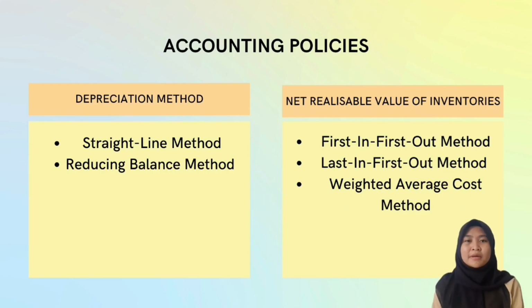Accounting policies applied by Drb-Hicom are the depreciation method and net realizable value of inventories. The company used the depreciation method for their property, plant and equipment. There are two methods for depreciation, which are the straight line method and the reducing balance method. Next, the company used net realizable value for their inventories. There are three methods for inventories, which are first in, first out method, last in, first out method, and weighted average cost method.